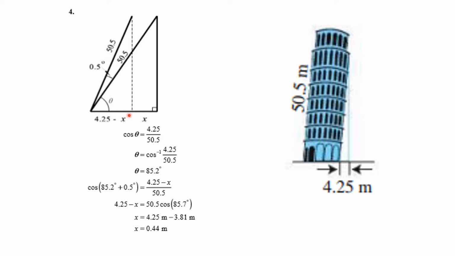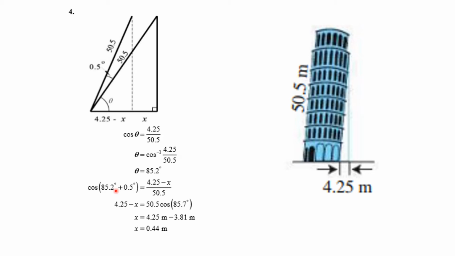That means that the cosine of the angle theta shown there is 4.25 over 50.5, and we can use our calculator's inverse trig functions to find out that theta is 85.2 degrees. Now, if we look at the big triangle, what we did is we increased the angle by half a degree. So in the new triangle, the angle is going to be what theta was before, 85.2, but then we're adding half a degree to it.